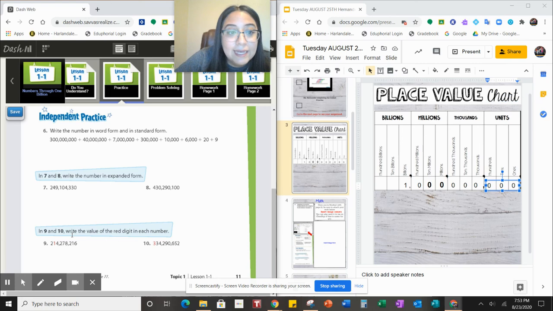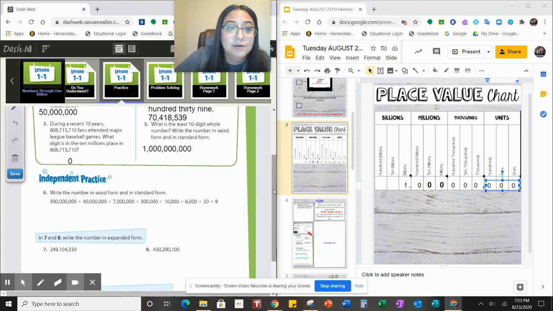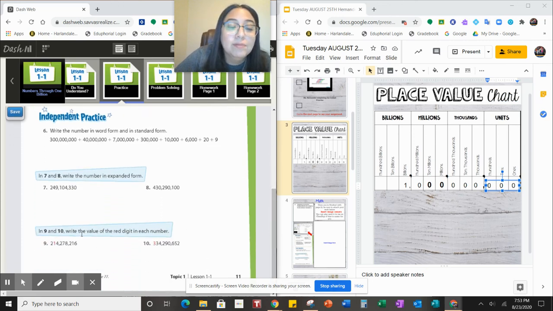And then in 9 and 10, it says to write the value of the red digit in each number. So we did that one here on number 3. It just wanted what digit is in the 10 millions place. And that was a 0. Here, it wants the value of the red digit. So here we would say, okay, the 1 is in what place? You transfer it to your place value chart, and then you see which column it's in, and then that'll tell you what the value of that number is.